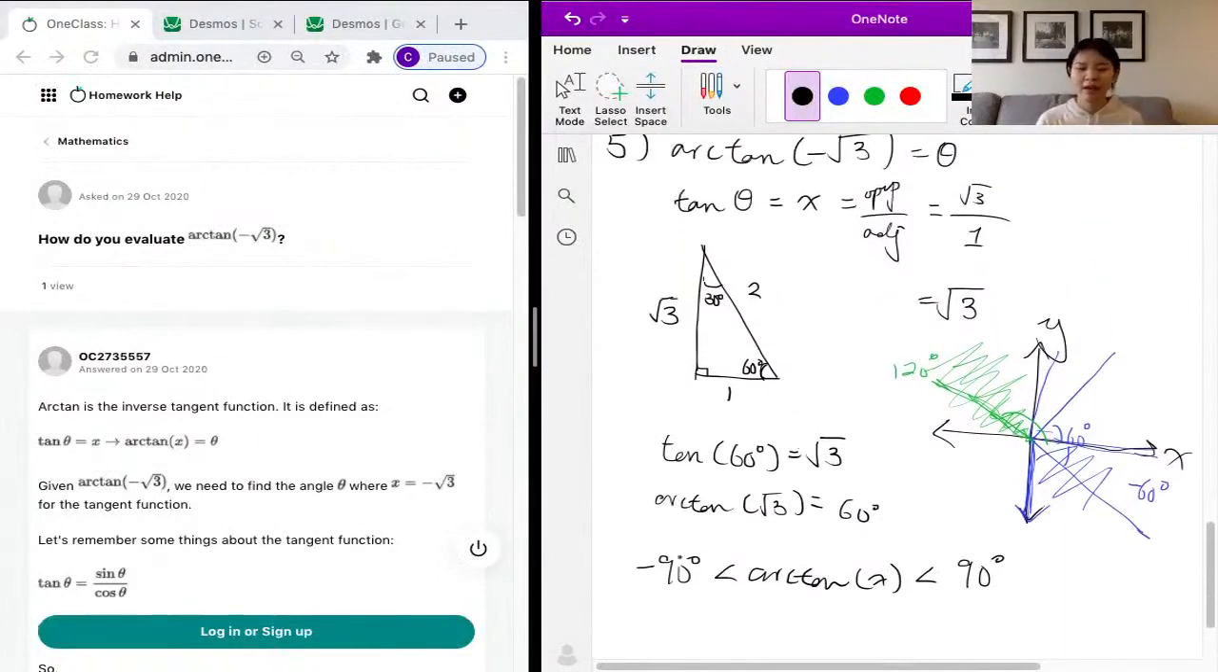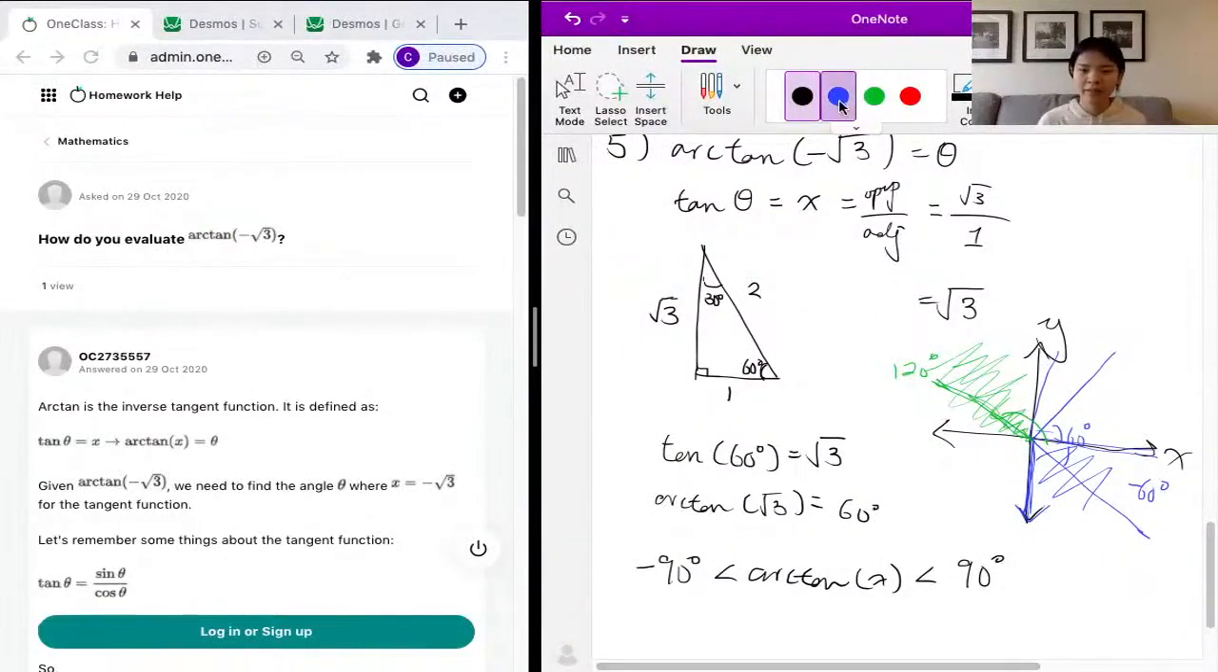Why? Because we need to define the arctangent function as the inverse of the tangent function, and the tangent function technically doesn't have an inverse because it doesn't pass the horizontal line test. So we restricted the domain of the tangent function to negative 90 degrees to 90 degrees. That way, the tangent function can have an inverse, which is our arctangent function. Since the domain of tangent is restricted, the range of arctangent is also restricted to negative 90 degrees to 90 degrees. That's why only 60 degrees works and 120 doesn't, because 120 is larger than 90, outside the range of the arctangent function.